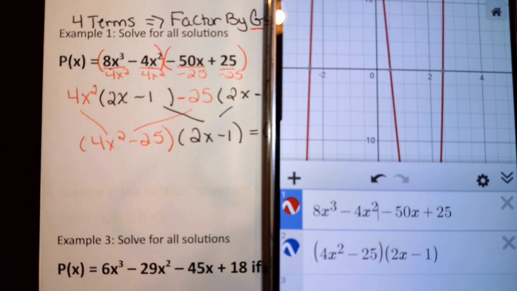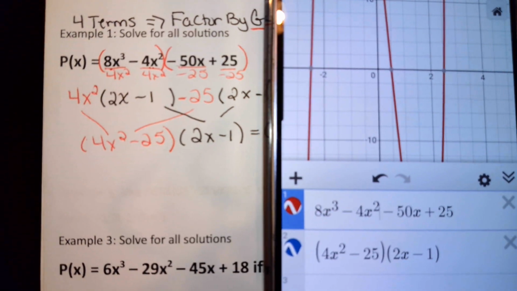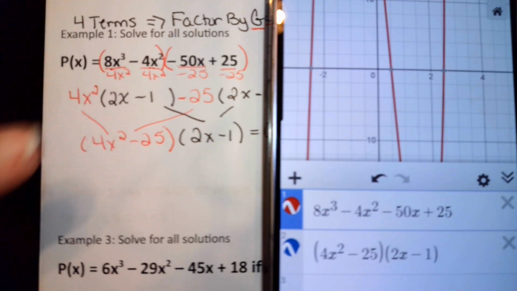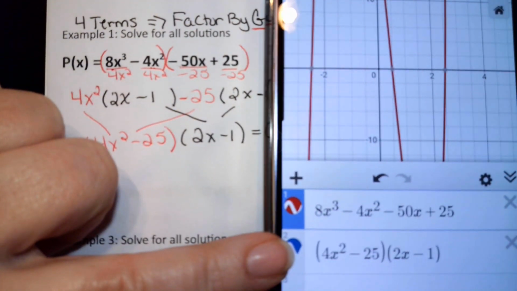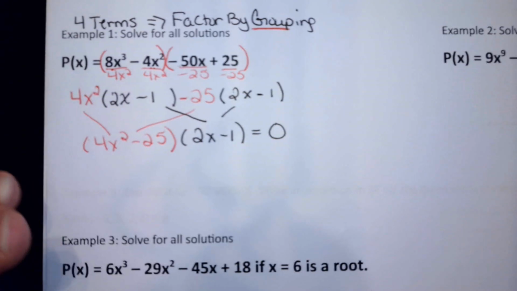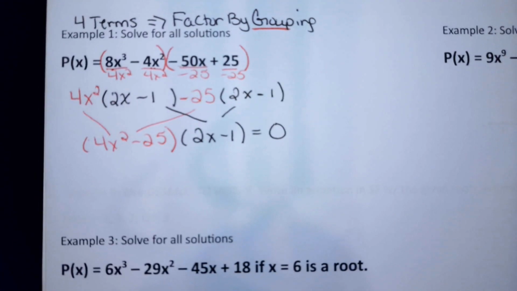So on a test or a quiz, if I said, hey, factor this by grouping, and you got 4 terms, you put that in line 1, you put your answer choices in line 2 to see which ones give you the same graph. Okay. Alright, but here they're actually asking us to solve.